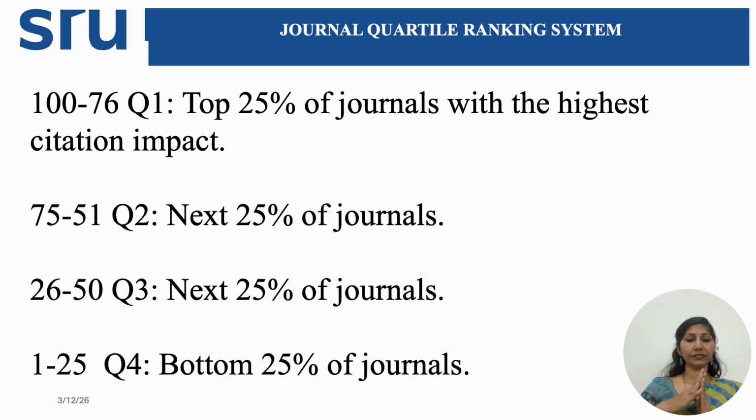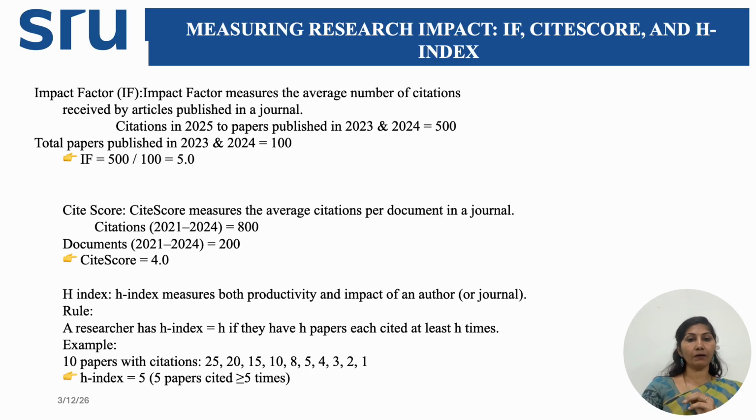One is 100 to 76, which falls in Q1. Q1 has a higher weightage. All these quartiles depend upon the citation. You might have heard about the citation of an individual author. Similarly, we have citations for the journals also. Accordingly, they are divided into Q1, Q2, Q3 and Q4. Here we have different terms like impact factor, CiteScore and H-index. In the case of impact factor, they take a 2-year window, and in that window they take the total number of publications and the total number of citations for that particular journal.